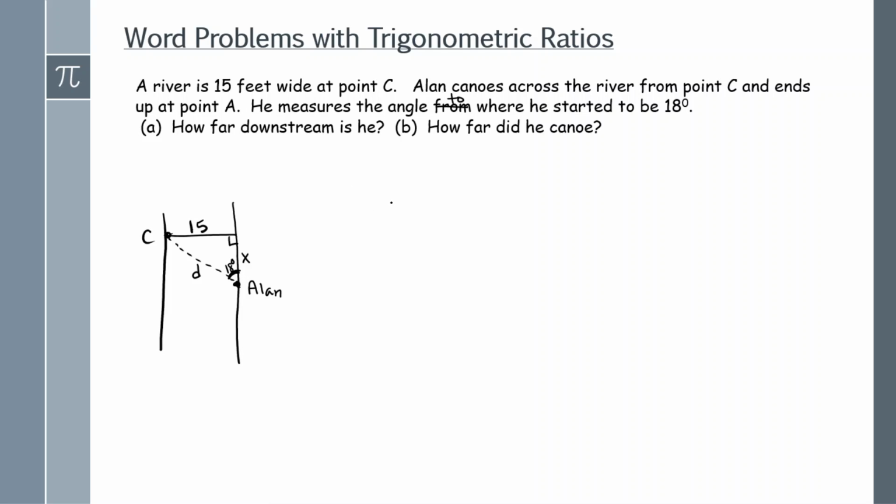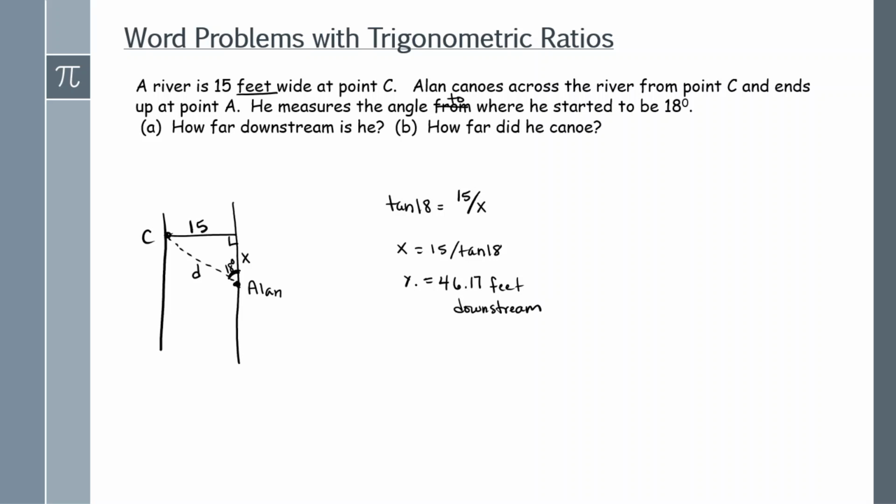So let's figure this out. I know that tangent of the 18-degree angle is going to be 15 over X, because that would be opposite and adjacent. So that means X is going to be 15 divided by tangent of 18. So we'll go to our calculator, and we get X is 46.17, and because we are in feet, this is in feet downstream.